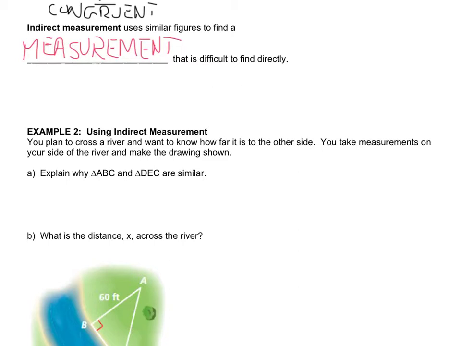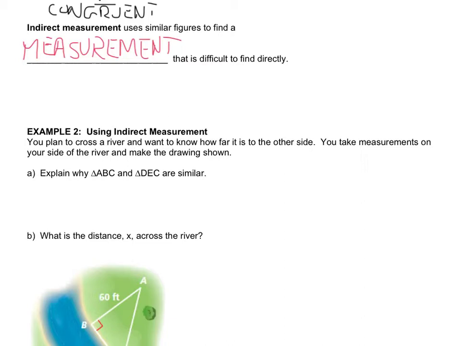So how am I going to use indirect measurement? Well, here's an example. We are planning to cross a river, and we want to know how far it is to the other side. You take measurements on our side of the river and make the drawing shown. Well, first we need to know, why are ABC and DEC similar?